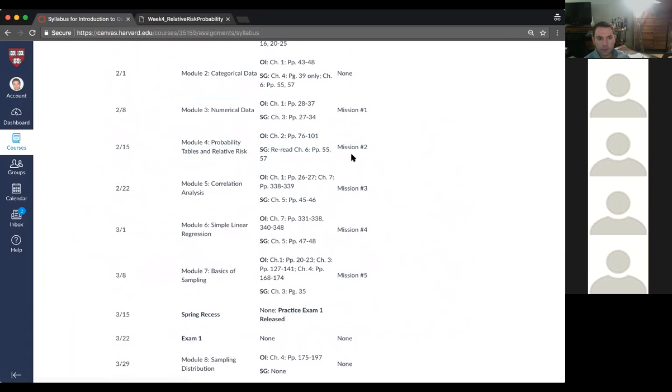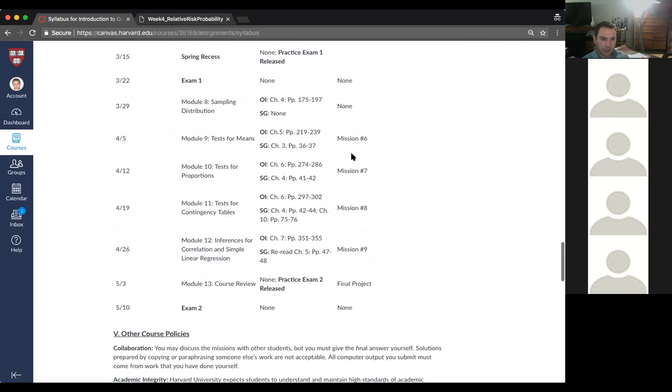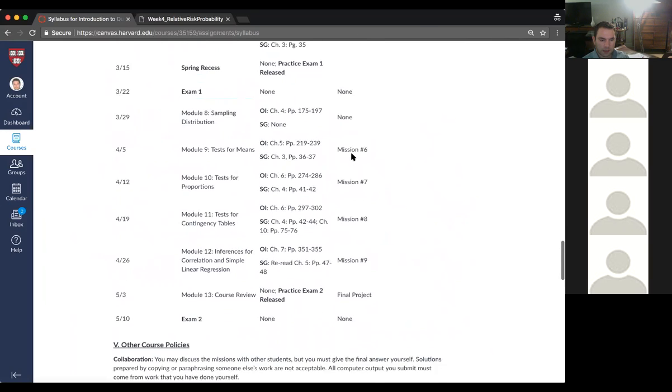So this week you'll be going over the probability and relative risk, and then there'll be 3 more modules: the correlation analysis, simple linear regression, and basics of sampling. And then you're going to have spring break. And then once spring break is over, you're going to have your first exam, which will test the material covered in the first half of the semester. And then from there, you have the second half of the semester, and then the course will finish up.